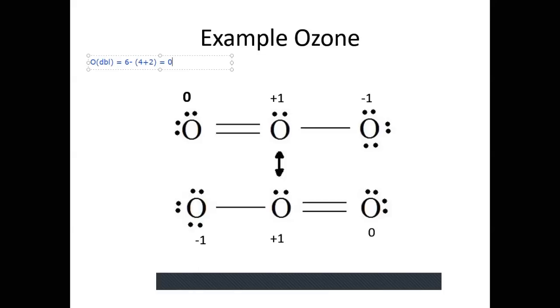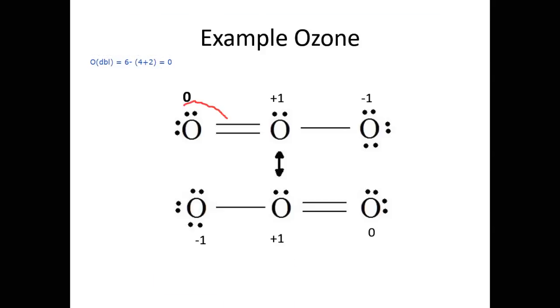So anytime you see a double bond oxygen, it always has a formal charge of zero. It never changes. Now if we go to the central oxygen atom, here we want to calculate the formal charge of the oxygen atom that has a double bond and a single bond. Here again, oxygen has 6 valence electrons. The number of lone electrons is 2. The number of bonds is 3. So this oxygen has a +1 charge. So anytime you see an oxygen with a double bond and a single bond attached to it, it's going to have a +1 charge. It never changes.